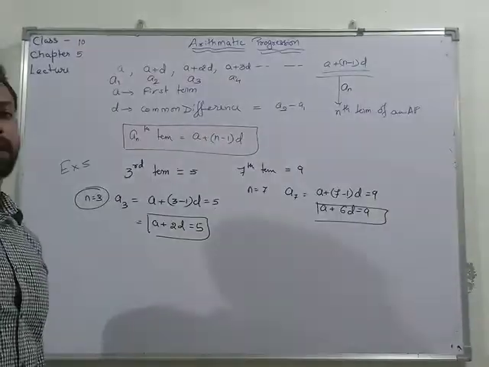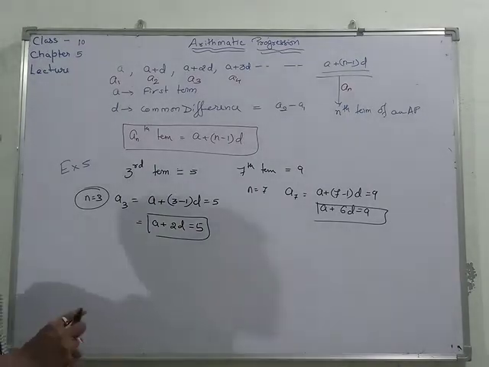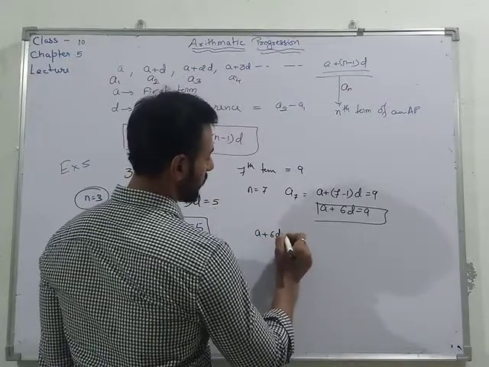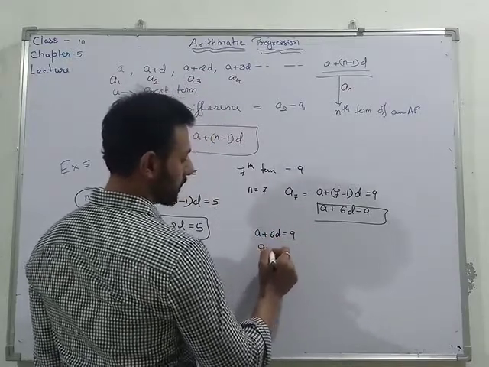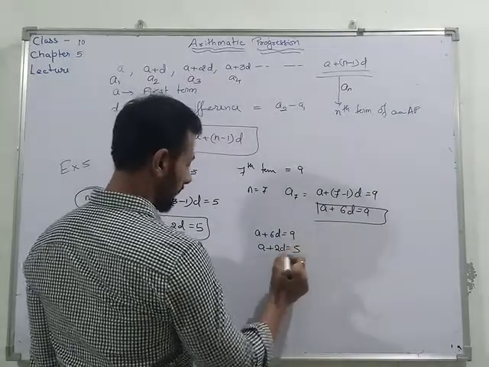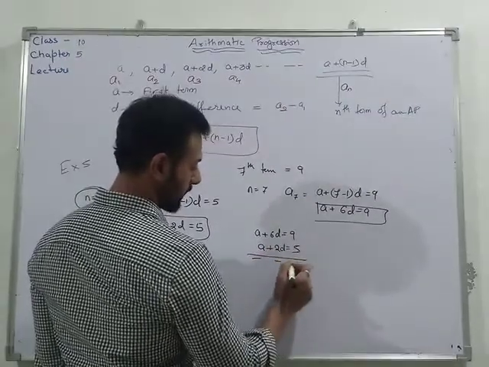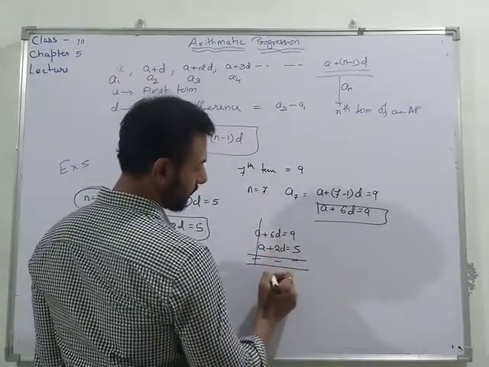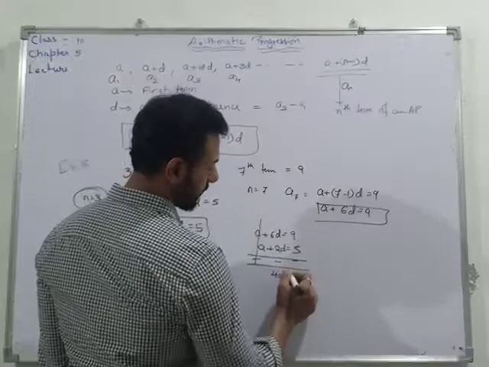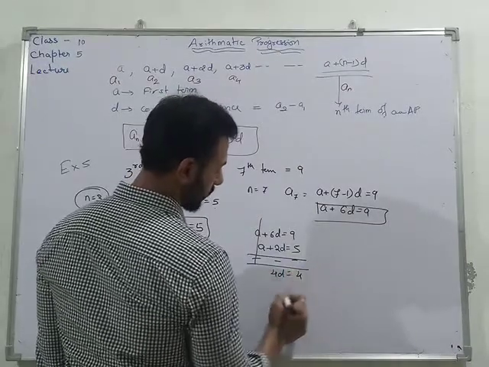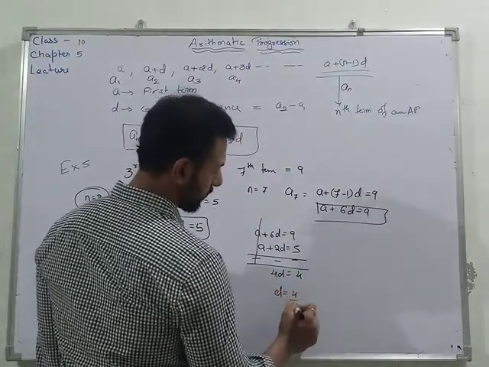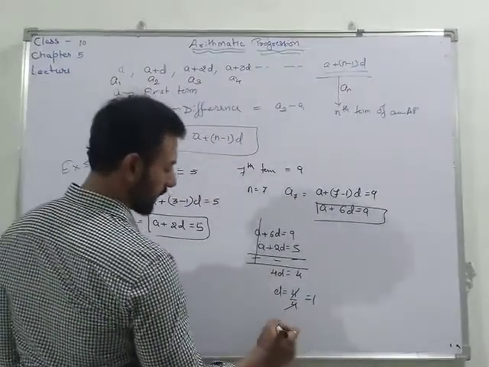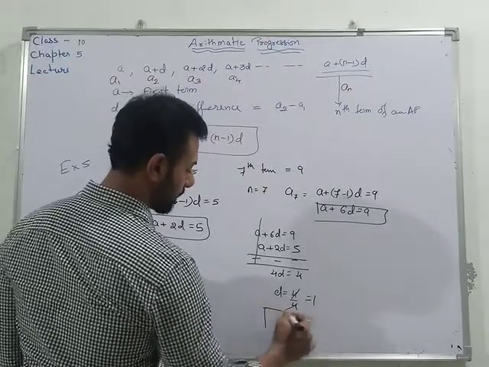Solving these two equations by elimination method. a plus 6d is equal to 9 and a plus 2d is equal to 5. Subtracting, a will get cancelled out. 6d minus 2d will be 4d and 9 minus 5 will be 4. So d is equal to 4 by 4, cancel out, we get d is equal to 1.